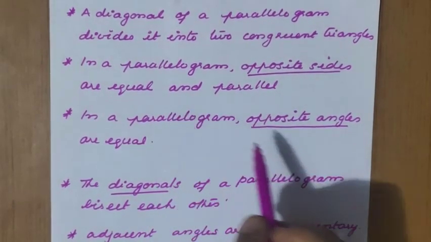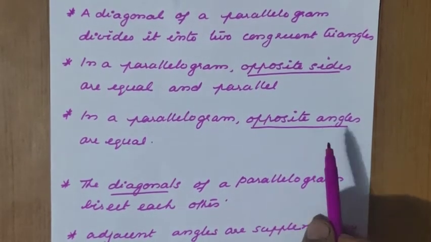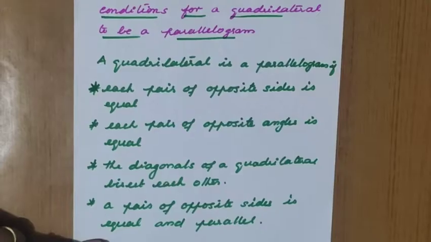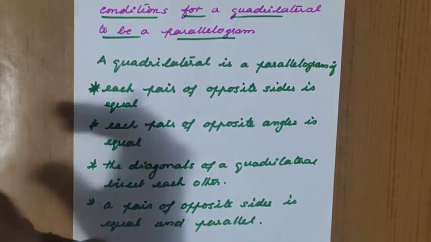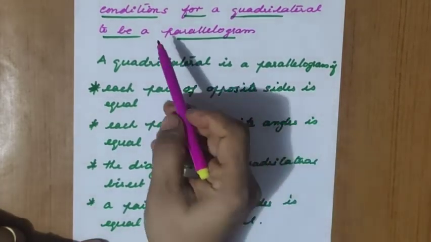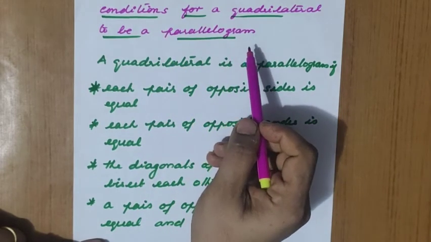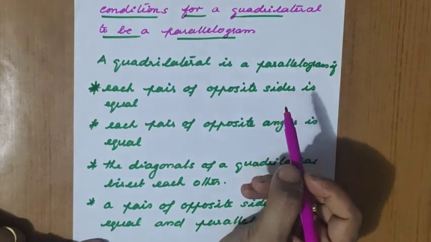Opposite sides are equal in a parallelogram. Opposite angles are also equal in a parallelogram. Diagonals bisect each other in a parallelogram, and adjacent angles are supplementary. So when a parallelogram is given in the question, you can apply all these properties. After the parallelogram theorem, we have proved its converse theorem also. So based on that, what we have learned are the conditions for a quadrilateral to be a parallelogram. When can a quadrilateral be a parallelogram, that is the question.